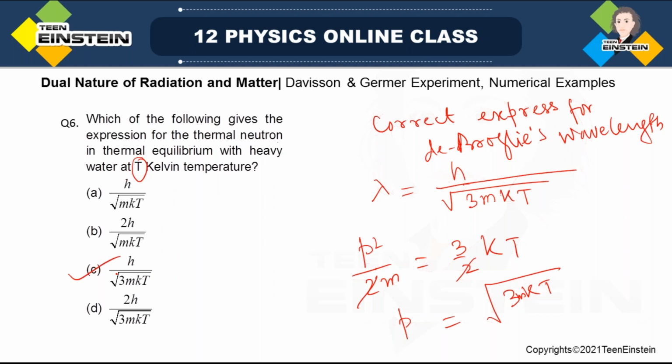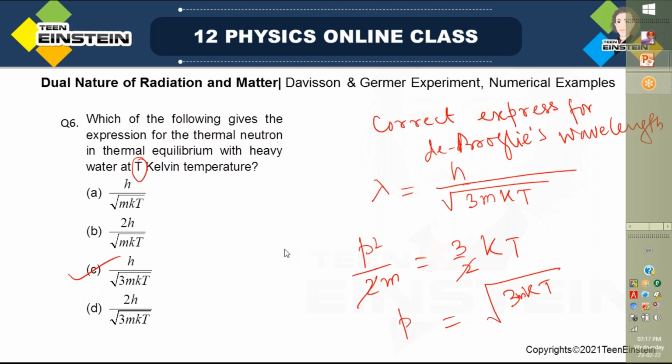I'll stop here, and thus we complete this chapter, dual nature of radiation and matter. In the next class, we'll take the chapter Atoms, and we'll be applying whatever we have learned in the dual nature, like the concept of photons and energy of photons. We'll carry forward those concepts to learn further in atomic physics.